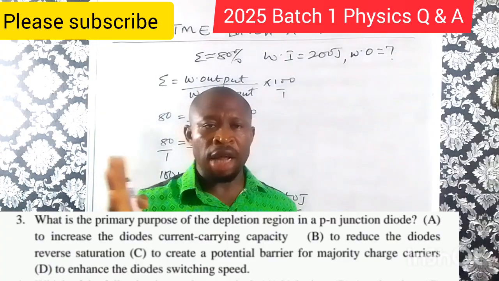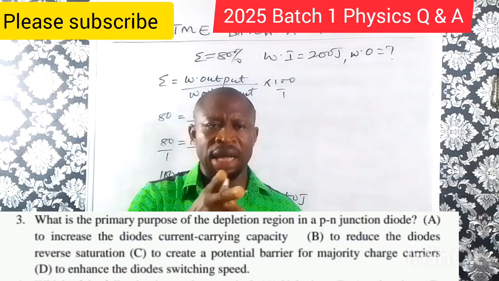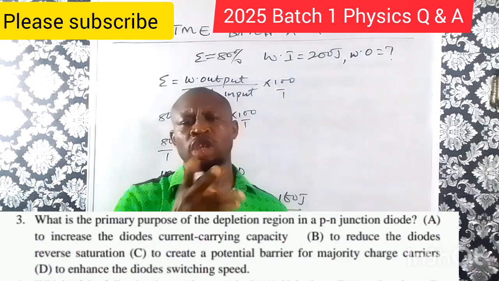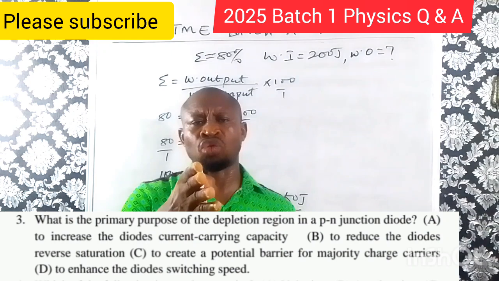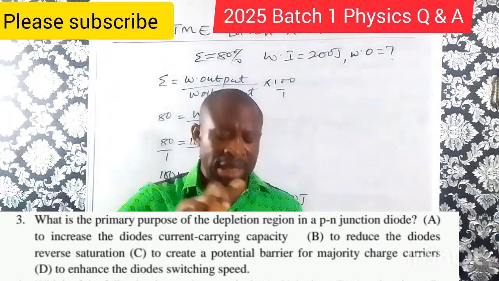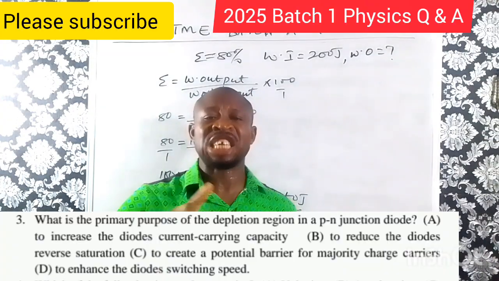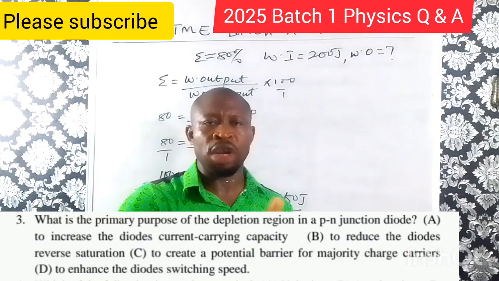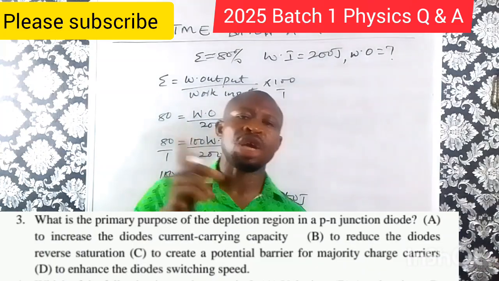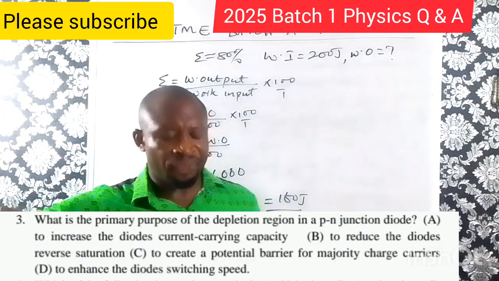Yes. The essence of depleting, most times you alternate the polarity. Once you alternate the polarity, what you are trying to do is to deplete that region. The essence of doing that is to create a potential barrier for more charge carriers to pass through. Of course, we know the charge carriers in a PN junction and in an NP junction, so that electrons or holes can flow.